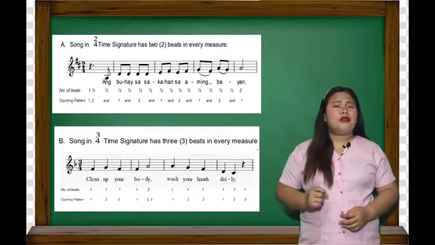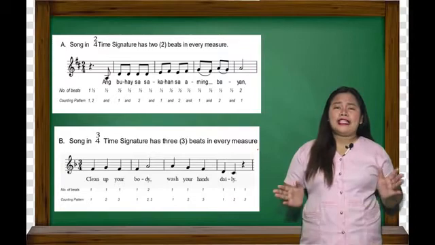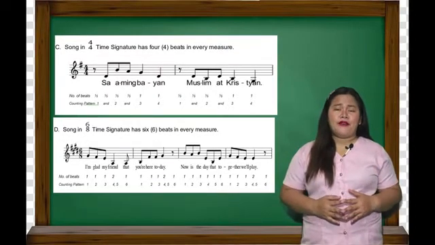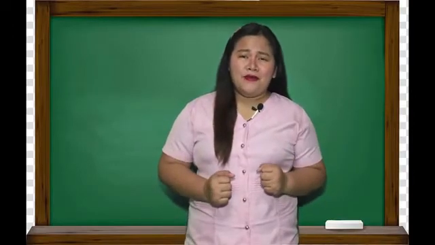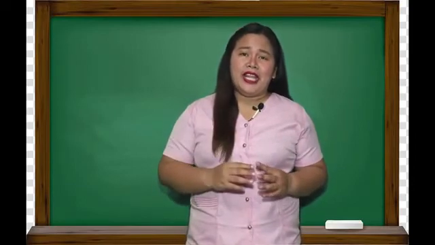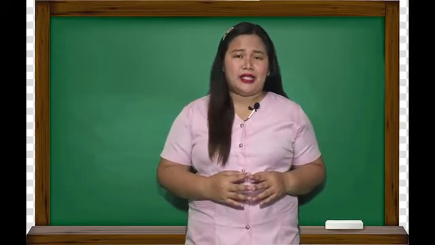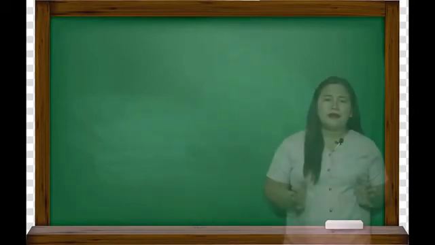Do 2/4, 3/4, 4/4, and 6/8 time signatures differ in the number of beats every measure? You can see that the four examples of songs have different time signatures. The upper number in every time signature signifies the number of beats per measure.